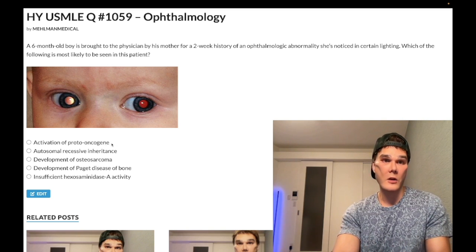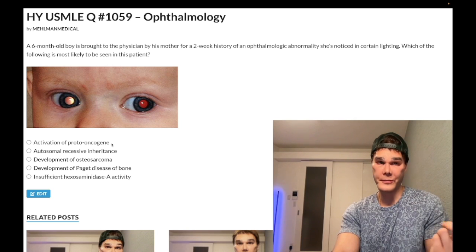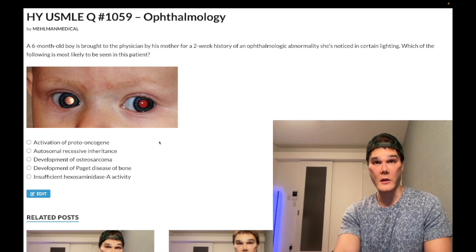So proto-oncogene, I'd say high yield ones for USMLE could be BRAF for melanoma. It's actually not even really high yield, truthfully, but it's a notable one you could discuss. BRAF for melanoma, and I'd say RET, proto-oncogene, for medullary thyroid cancer, MEN2 syndromes. Wrong answer.